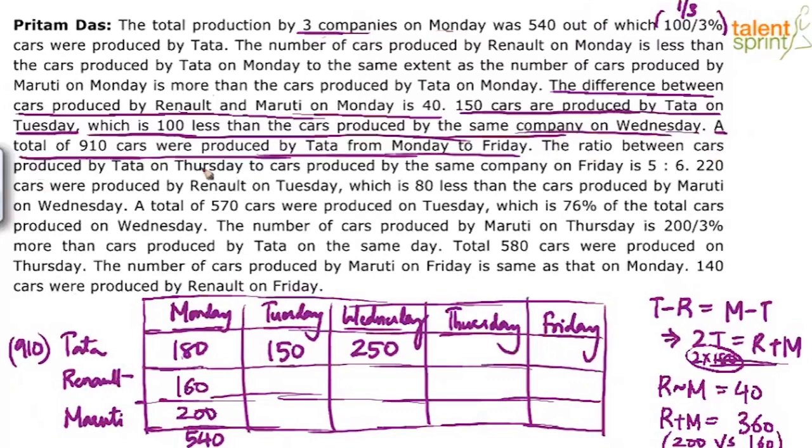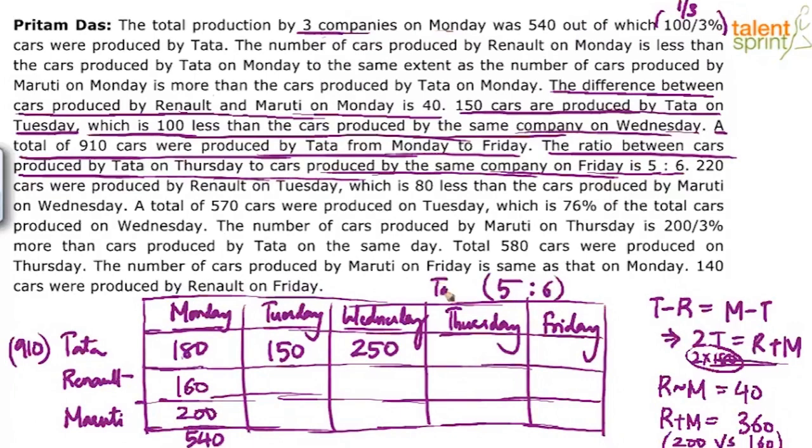The ratio between cars produced by Tata on Thursday to cars produced by the same company on Friday is 5:6. Okay, this also will help us. Thursday versus Friday for Tata is 5:6. First of all, find out the total of these three. 180 plus 150 is 330. 330 plus 250 is 580. Yes or no? 910 minus 580 is 330.